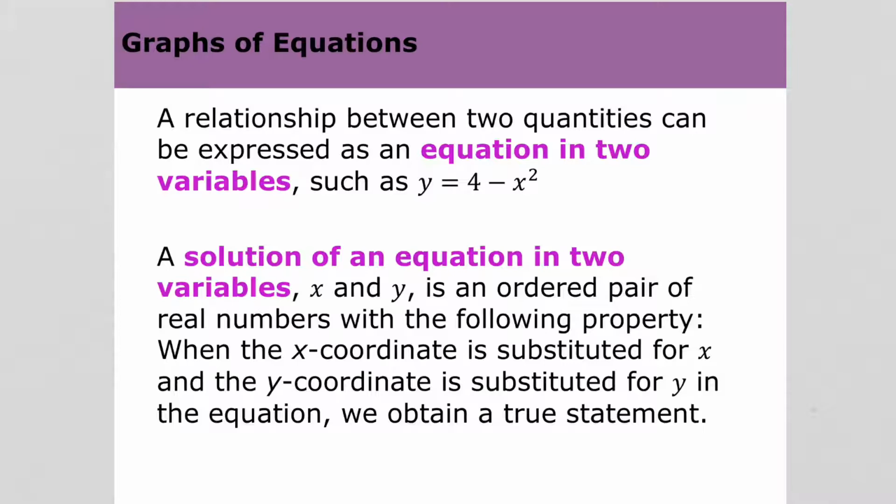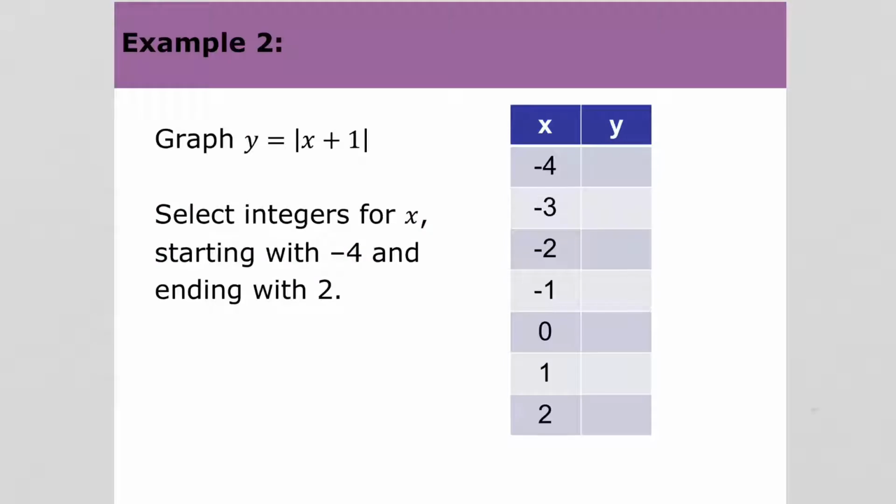You can graph an equation using points. Any solution to an equation are the points that work for that equation. So you can plug in an x value and find a y value, or you can plug in a y and find an x, whichever is easier, and that gives you the points for your function or for your graph. In this case, we're going to graph the absolute value of x plus 1. So we're just going to plug in and find some points that will work.